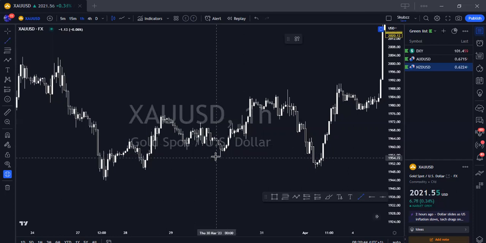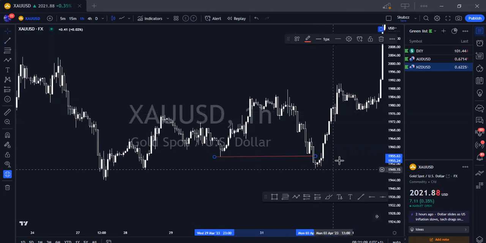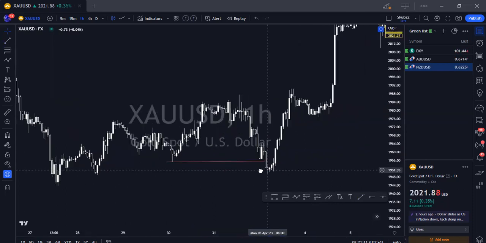It broke it. So when it broke it, I was thinking that's a change of character, but it turns out it's actually a shift in market structure, and that's just how the market is. Do you get what I mean? In another scenario, the market would have just gone back to test and then continued. But it's just how the market is.